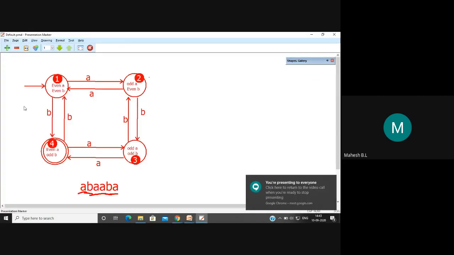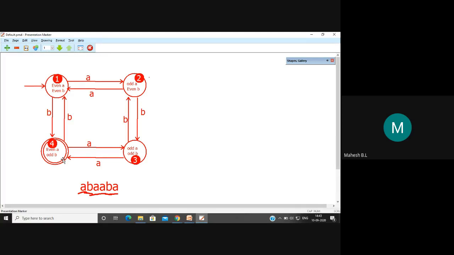Now you know that this DFSM is to accept the language where the strings contain even number of A's and odd number of B's. Now, how to modify this DFSM so that instead of even A odd B, it works for even A's and even B's? Can you tell me what modifications you need to make in this particular DFSM?